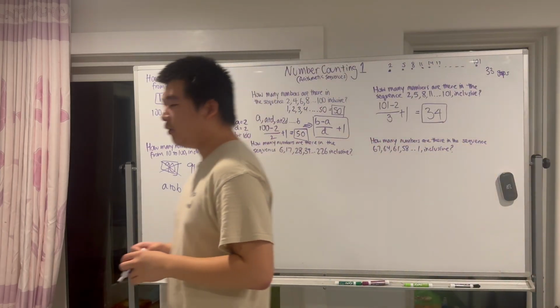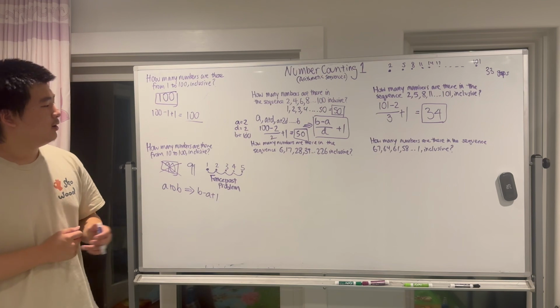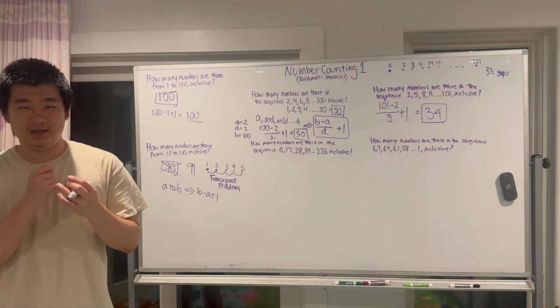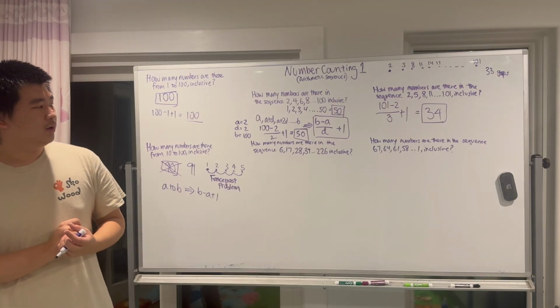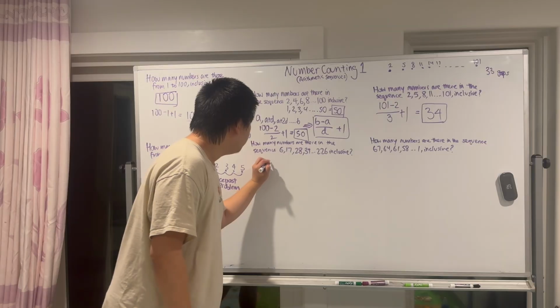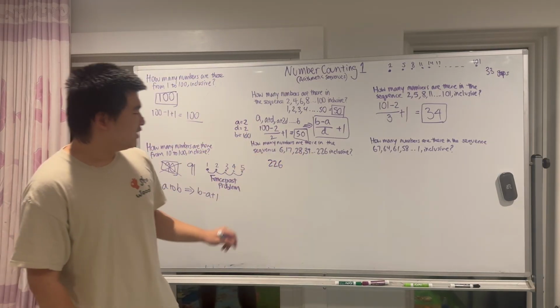Now, let's try one more practice problem with a bit of a larger number. 6, 17, 28, 39. But don't be afraid, it is still the same idea. So try to use the formula. It's going to be 226, that's the last number, minus 6, the first number.